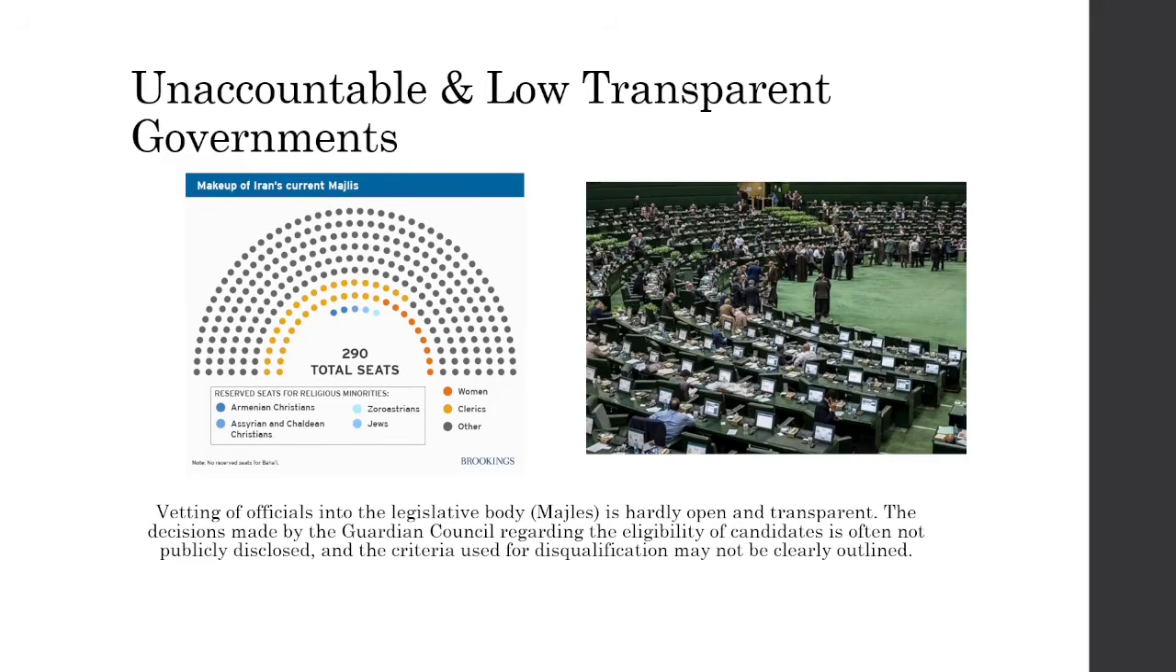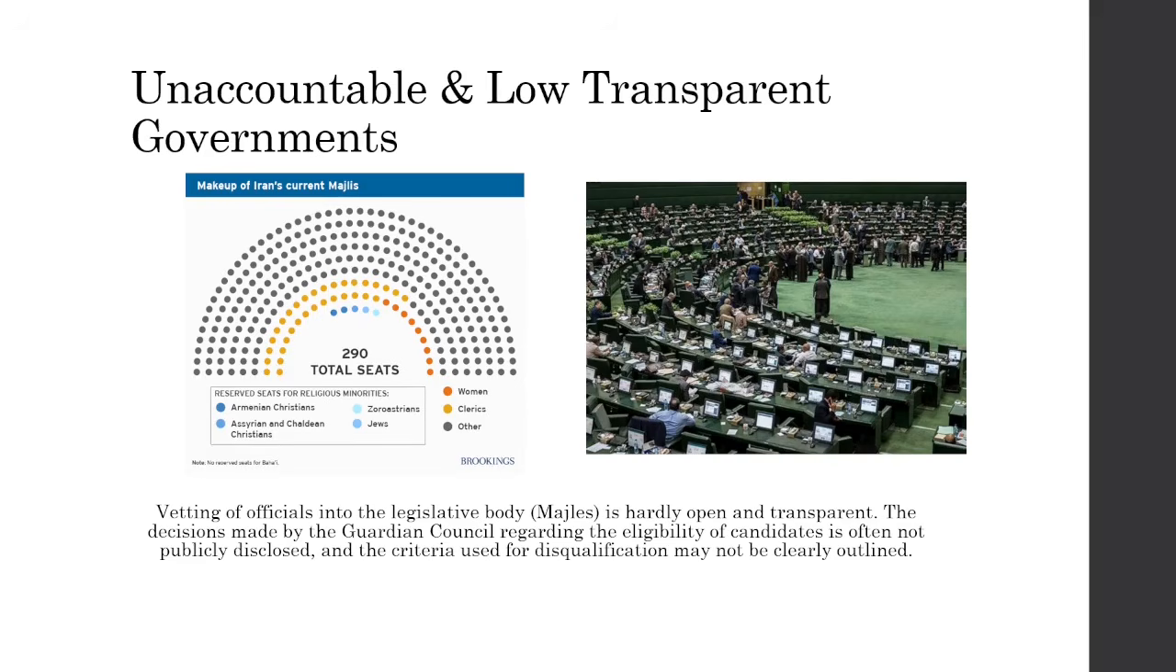All right, and we also have unaccountable and low transparent government. So we're looking at the Majles again. And I really recognize pictures of the Majles by that green carpet they have. Wow. It's probably the greenest thing in Iran because it's literally a desert. All right. So vetting of officials into the legislative body in Iran is hardly open and transparent. The decisions made by the Guardian Council regarding the eligibility of these candidates is often not publicly disclosed. So we don't really know what experience they have in politics or what makes them good candidates to be part of the legislative body in Iran.